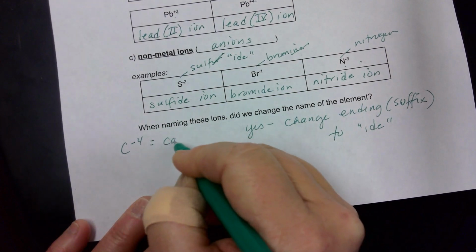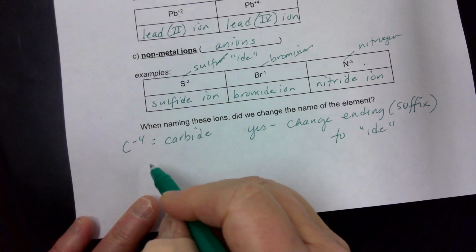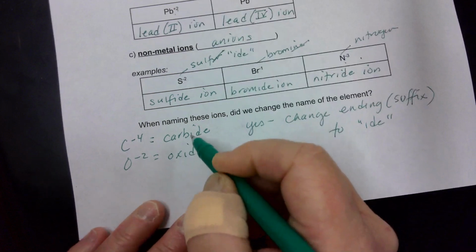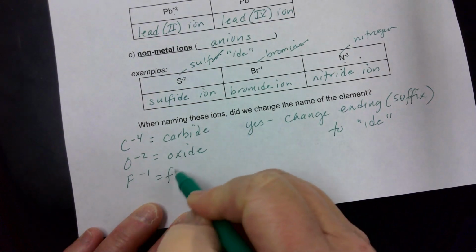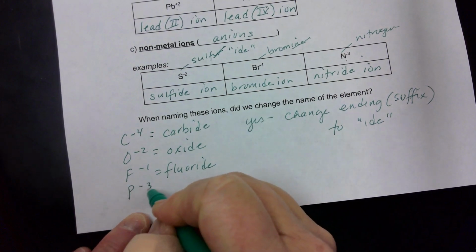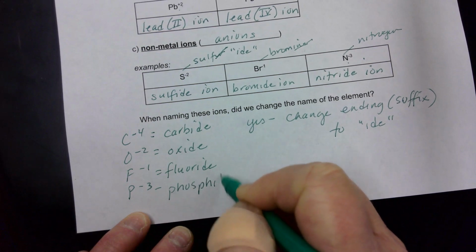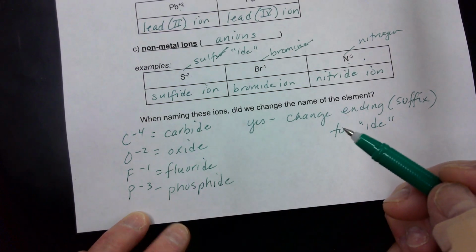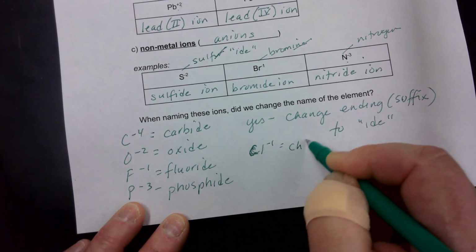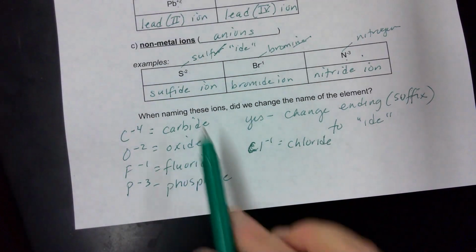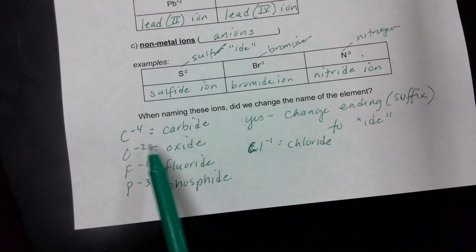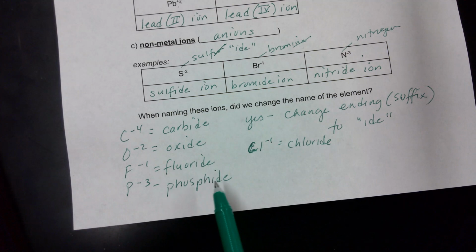C-4 is called carbide. O-2 is oxide. I'm sure you've heard of that one. F-1 is fluoride. You've heard of that. It's in your toothpaste. P-3 is phosphide. And yeah, those are the most common ones. Of course, you've heard of Cl-1. You know this is chloride. So you've heard some of these, but now you know that the reason why they have the "ide" ending when they're in an ionic compound is because they are anions, and that's what we do with anion names.